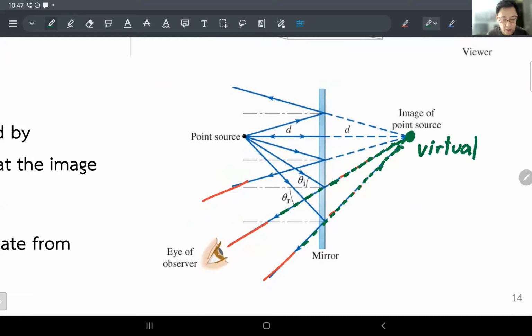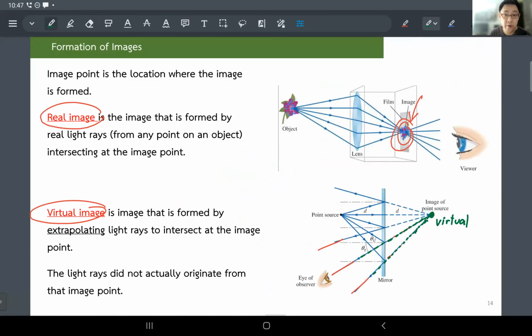Okay, that concludes the difference between the real and the virtual image. In conclusion, the real image comes from the real intersections between light rays. The virtual one, they are not. All those virtual images are from your extrapolation. You have to trace your light by yourself, not the actual crossing of those rays coming from somewhere else, not directly into your eyes.